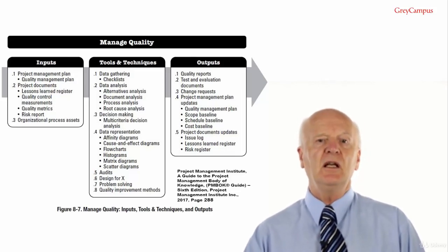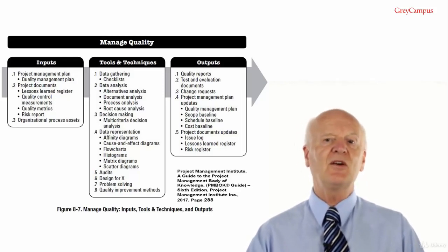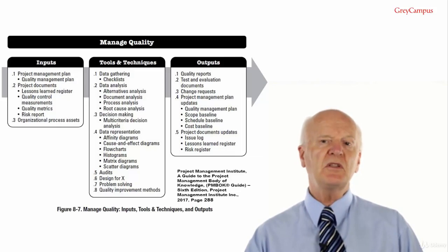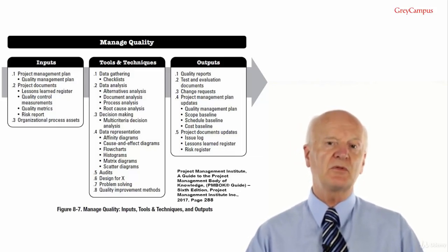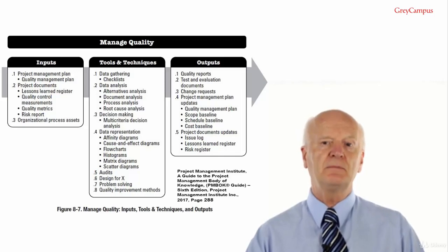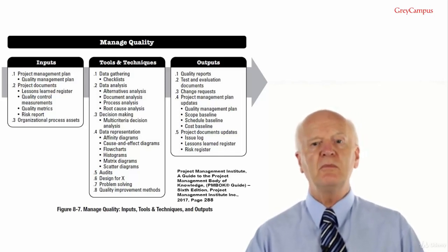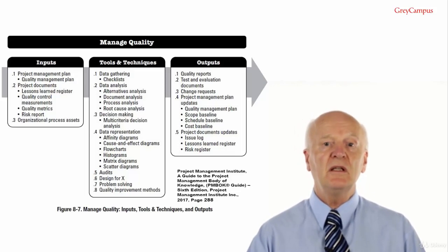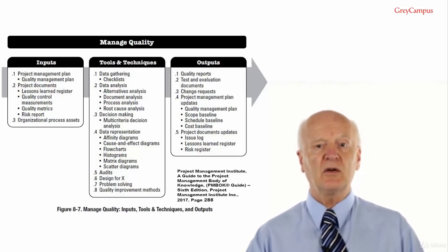Number 4, project management plan updates. Any change to the project management plan goes through the organisation's change control process via a change request. Components that may require a change request for the project management plan include quality management plan. The agreed upon approach to managing quality may need to be modified due to actual results. Scope baseline. This may change as a result of specific quality management activities. The same with the schedule baseline and the cost baseline.